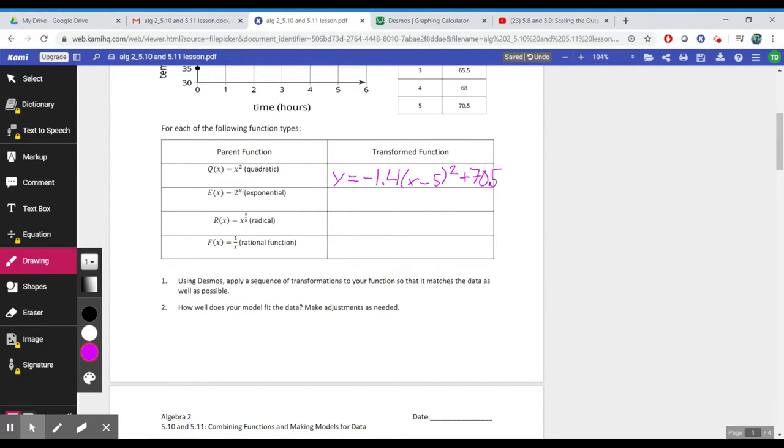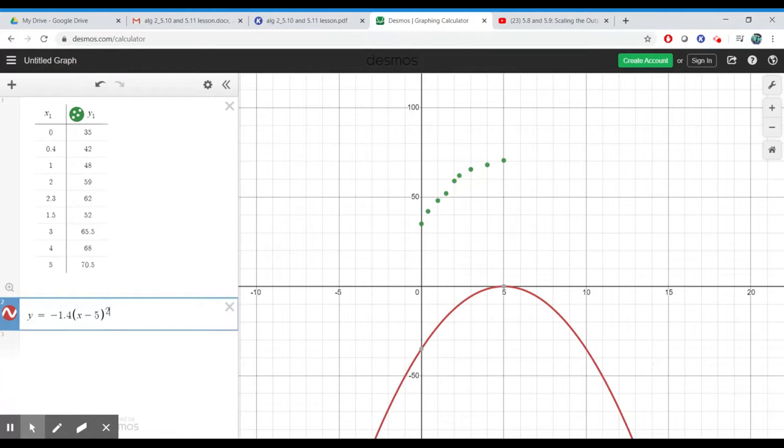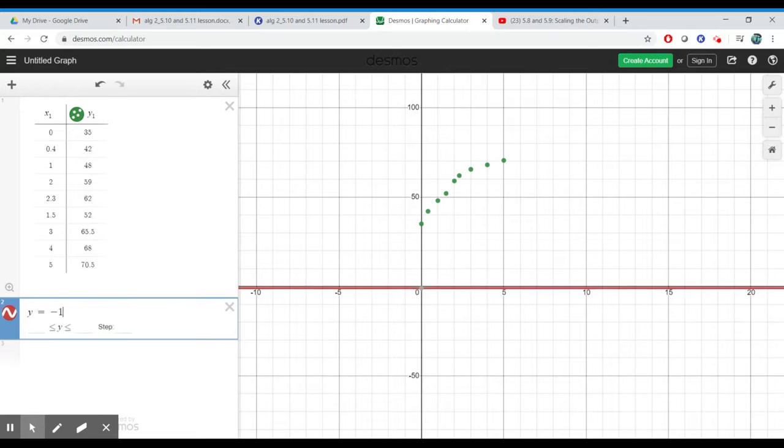So I'm going to do the same thing for each of these other parent functions now. We just found what we would have to transform a parabola by in order to make it match our set of data. Next, we're going to try an exponential equation. So our parent graph is 2 to the x power. I'm going to go back to Desmos and type that in over here, and then we're going to mess with it and see if we can make it fit our data set.